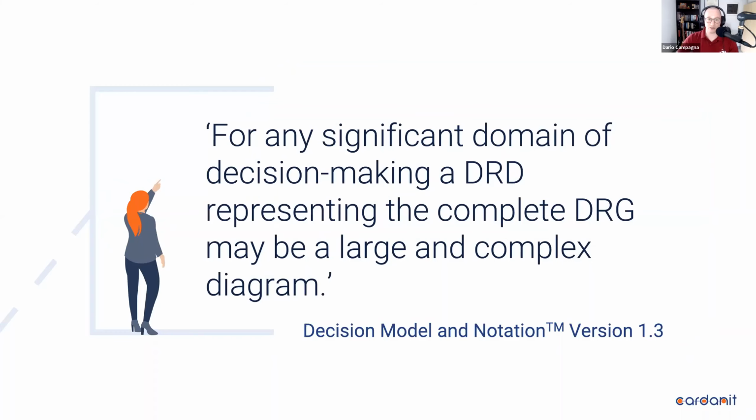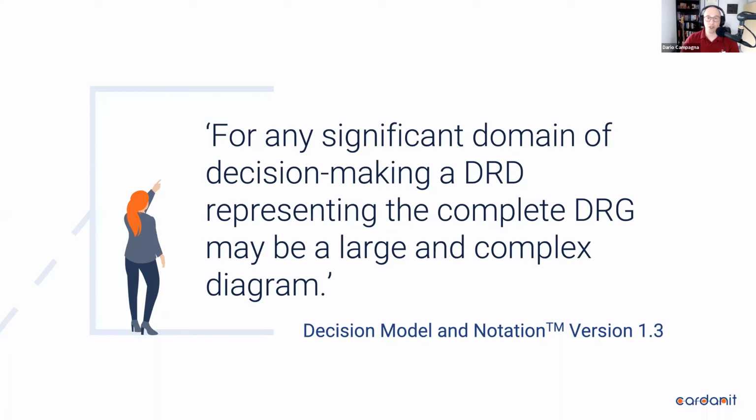in the DMN specification, in section 6.2.4, we find this sentence: for any significant domain of decision making, a DRD representing the complete DRG may be a large and complex diagram. So we have this clue from the specification that using a single DRD may not be a good idea. And in the specification, we also have other ideas about the management of complex models.